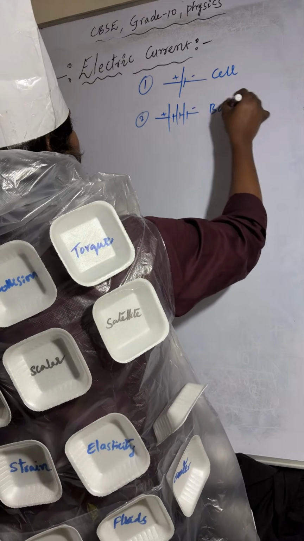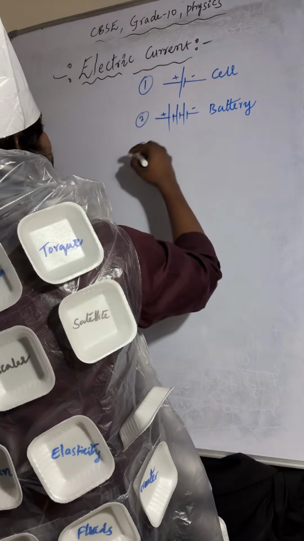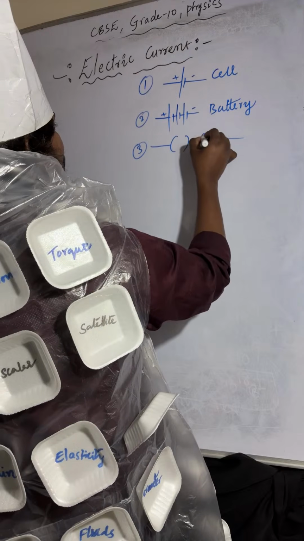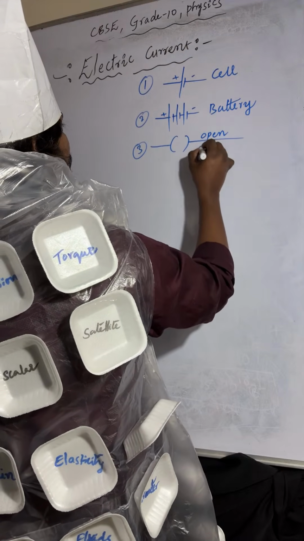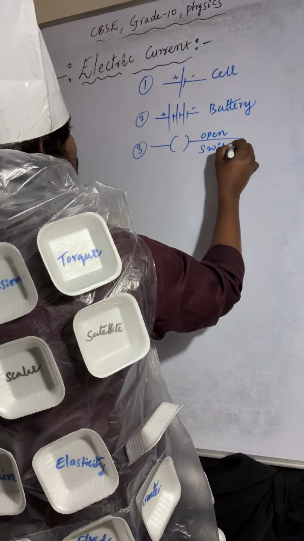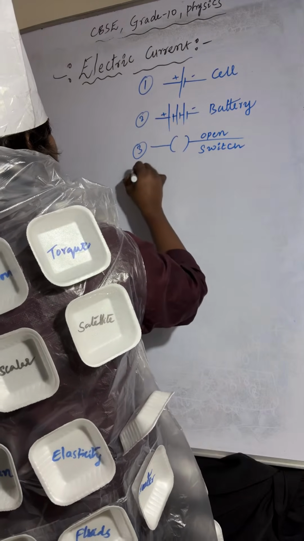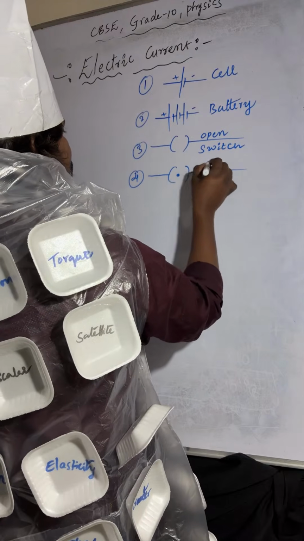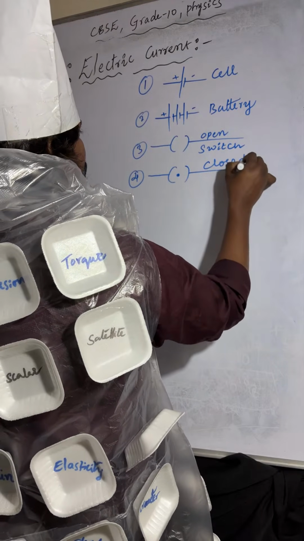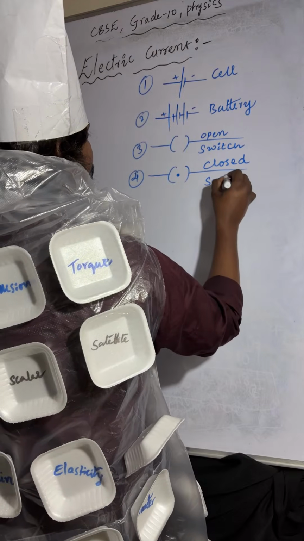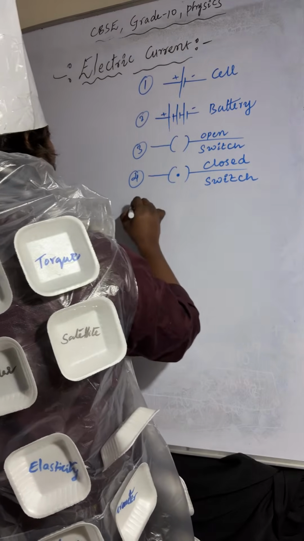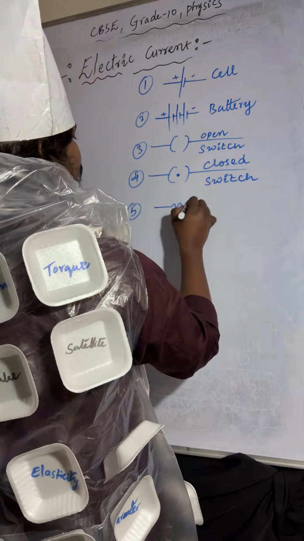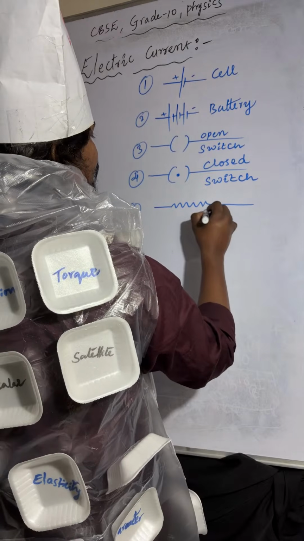And the next one, third one, is switch. This is an open switch, and fourth one is closed switch. Okay, and fifth one is resistor, this is the resistor.